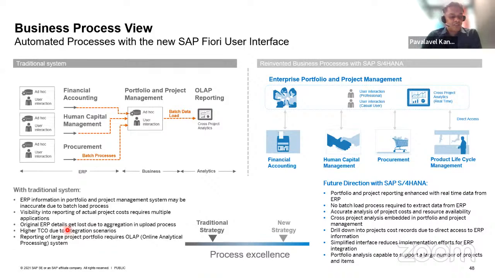The visibility of project actuals required multiple applications. So you had to pass the data between multiple applications, so there were delays in it, and this resulted in a high TCO in integration scenarios. It used to be very expensive to maintain all these kinds of systems to have visibility of this information. So with the EPPM, everything is built over the S4HANA core. Information is readily available across multiple applications, which you can leverage and report for project analytics.